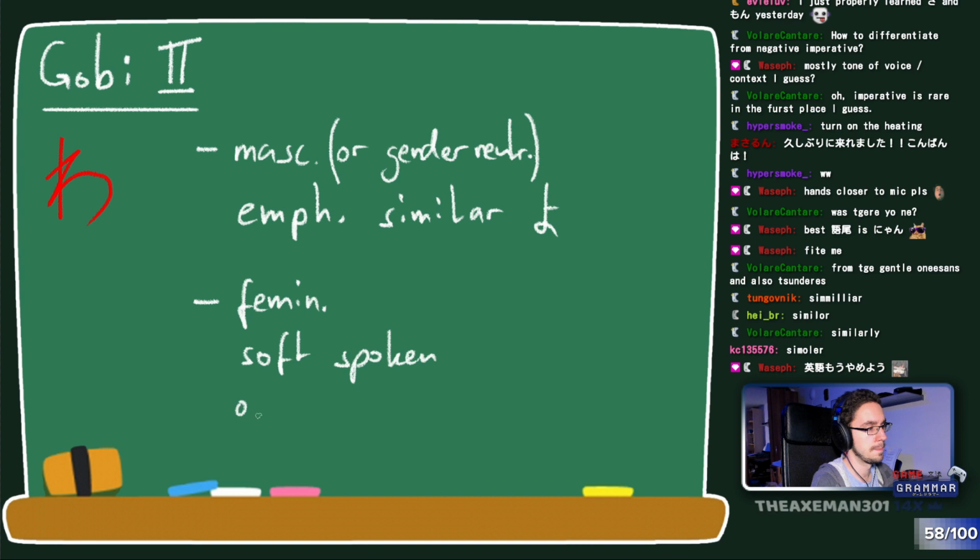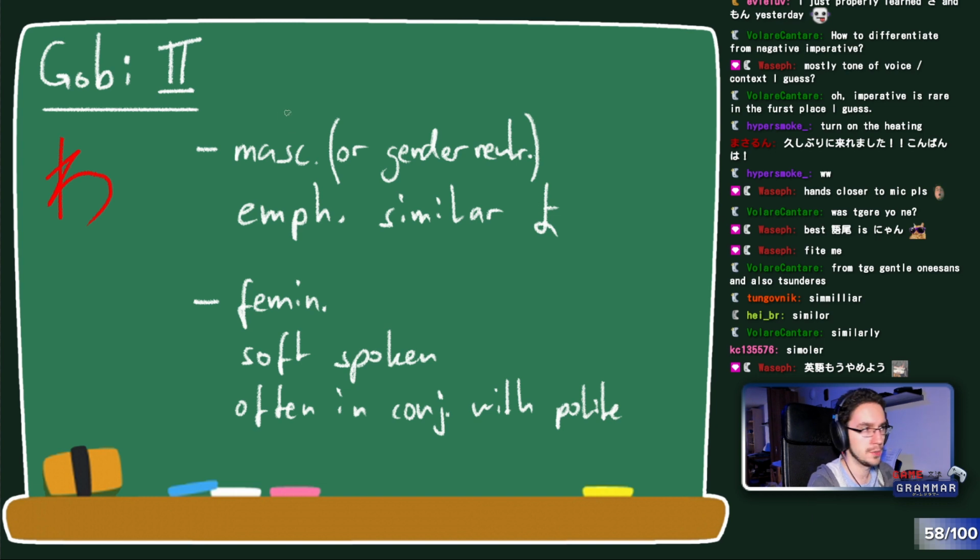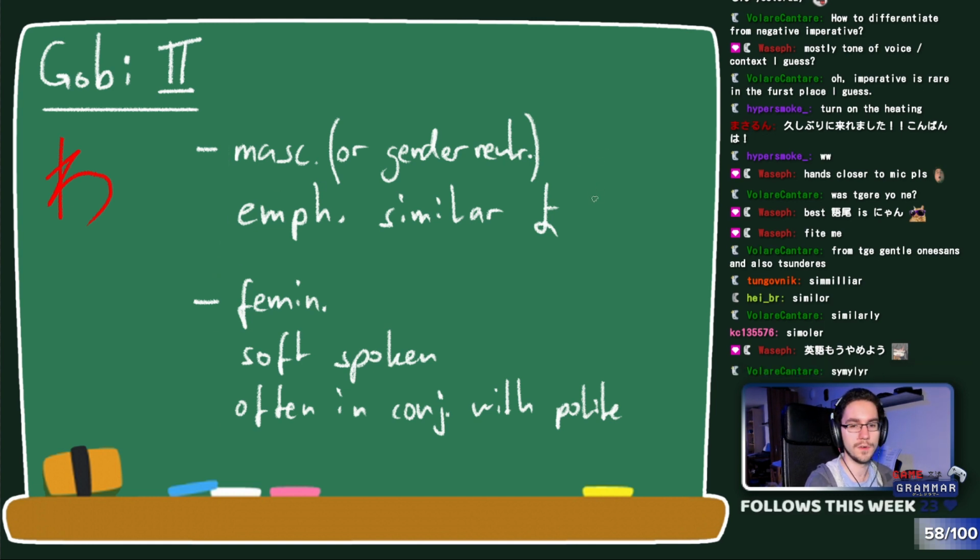And then often in conjunction with polite language, okay? Polite. Whereas this one is rarely polite, okay? So the more masculine or more emphasis focused version is basically never used in polite language, and the feminine version is quite often used in polite language. And then the last and also very important difference is in pitch. So the pitch of this version of wa is down pitched, okay?